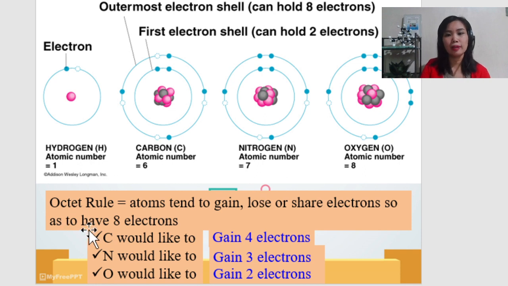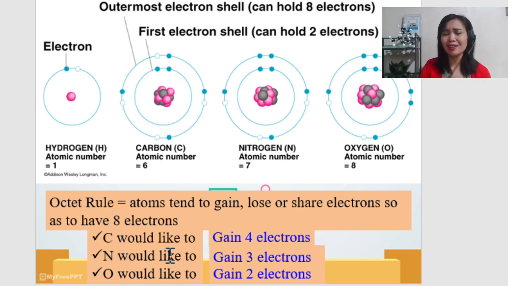So, octet rule: atoms tend to gain, lose, or share electrons so as to have 8 electrons. Balik tayo kay carbon. Remember kanina yung valence electron ni carbon, 4. So, ilan ang kailangan niya para maging stable? Very good. 4 electrons. Nitrogen would like also to gain. Very good. Because meron na siyang 1, 2, 3, 4, 5. Kailangan niya ng 3 electrons. And oxygen, since it has already 6 outermost electrons, kailangan niya ng 2 electrons.